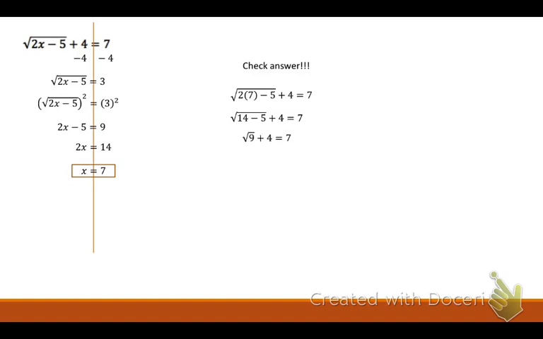I went through all the steps right here. You don't necessarily have to. So you do get 7 equals 7, and that works. Okay? Let's see. Let's do this one.